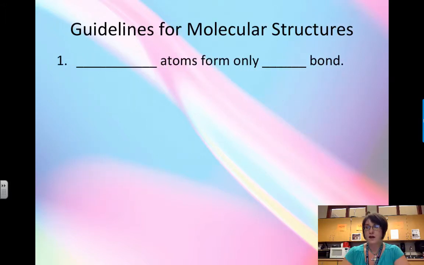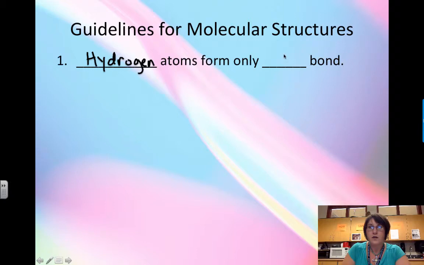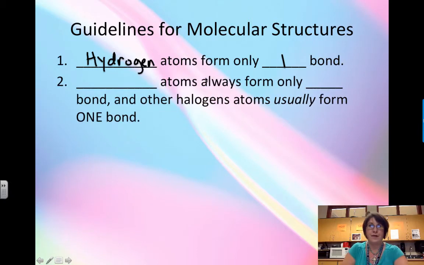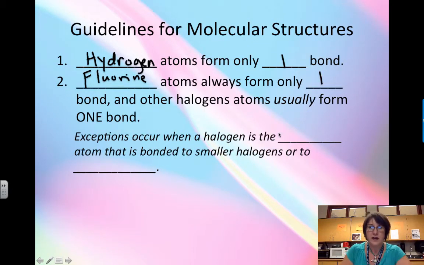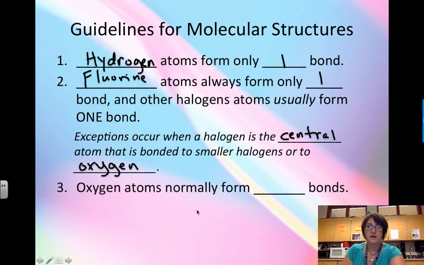Now, what if we're doing more complicated structures? We'll always follow these guidelines. First of all, hydrogen atoms only form 1 bond. Fluorine atoms also form just 1 bond. And other halogens usually form 1 bond unless the halogen is the central atom and it's bonded to smaller atoms, or sometimes when they're bonded to oxygen, they'll do some crazy things.